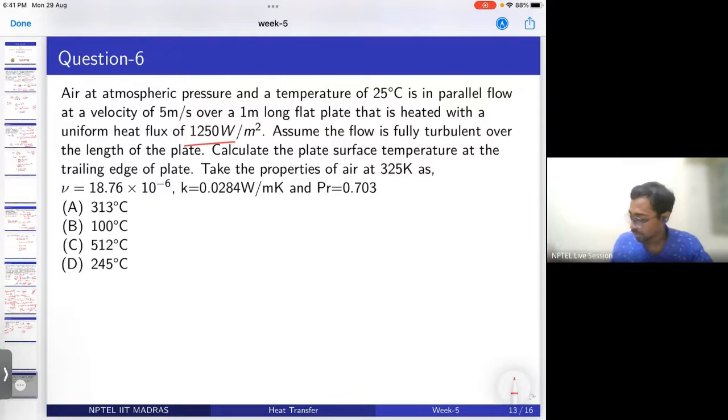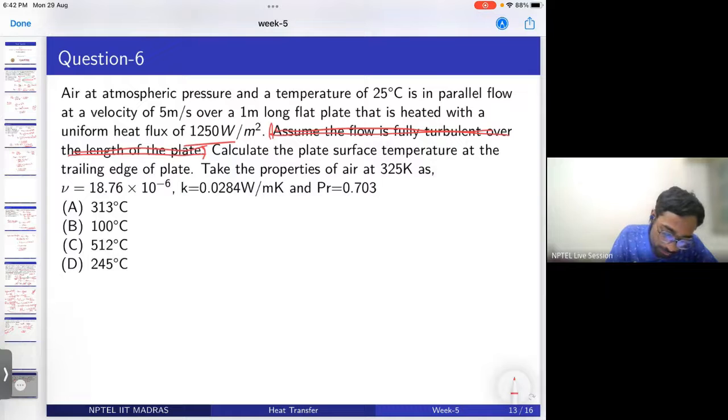Okay. So in this question, you can avoid this step. You can find out whether it is laminar or turbulent with the Reynolds number calculation. If it is laminar, we can use the laminar flow correlations, or if it is turbulent, we can use that equation. So don't consider this sentence. You just calculate the Reynolds number at the trailing edge of the plate. Okay, so let's get started.